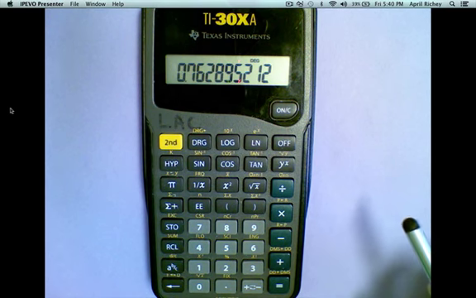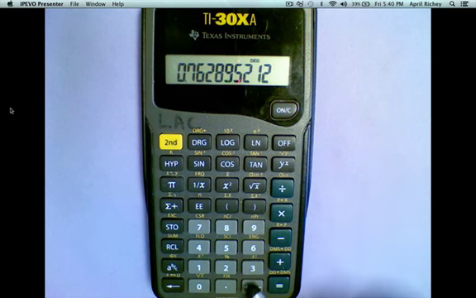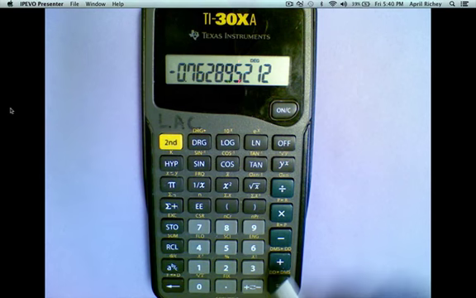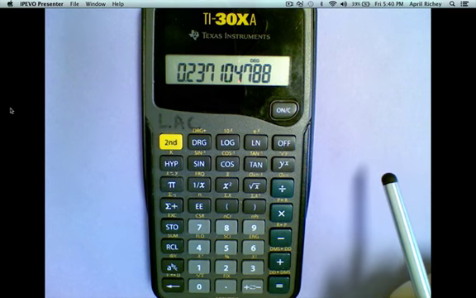Now I need to subtract this value from 1. So I'm going to make this value negative by hitting my plus or minus key, and we see that we've made it negative. And then I'm going to add 1 to that. And that gives me 0.2371.